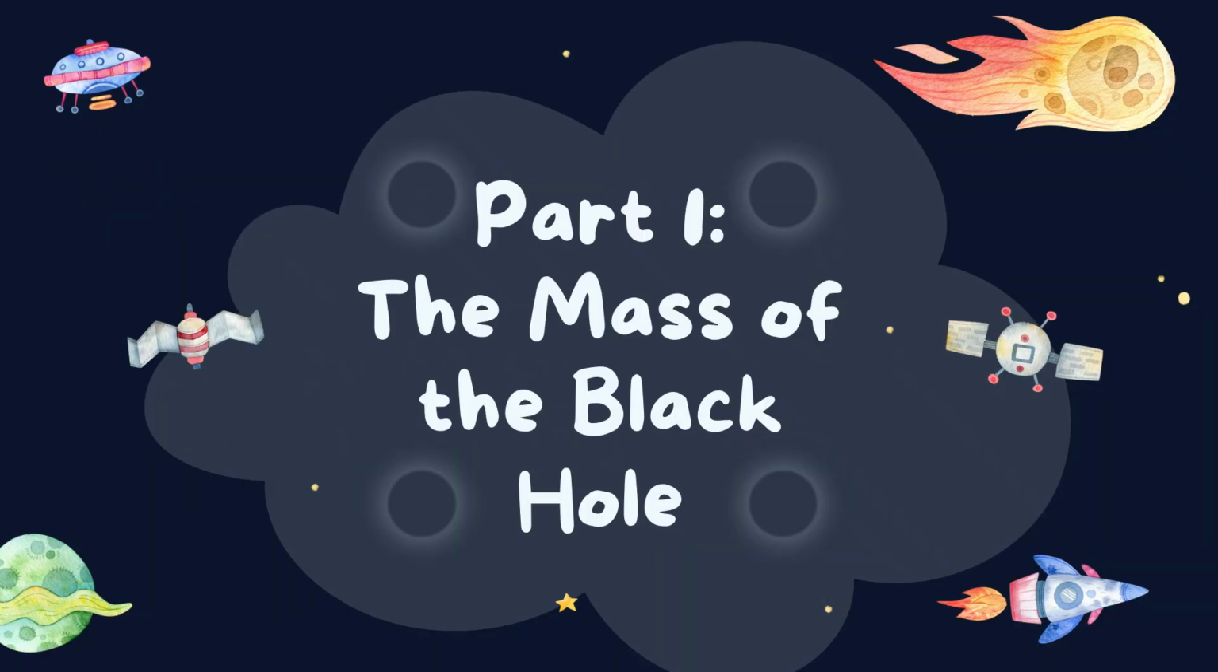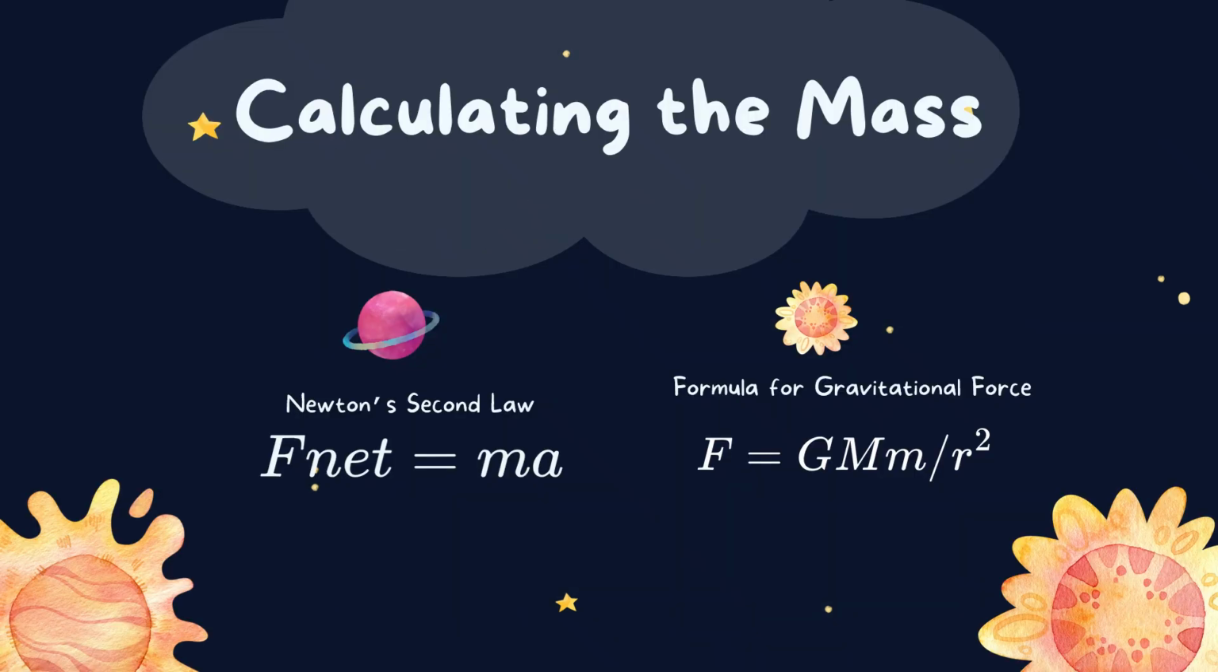Part 1, finding the mass of the black hole. In this lab, we will use two fundamental formulas. The first is Newton's second law, which is F net is equal to ma, and the second is the formula for the gravitational force.